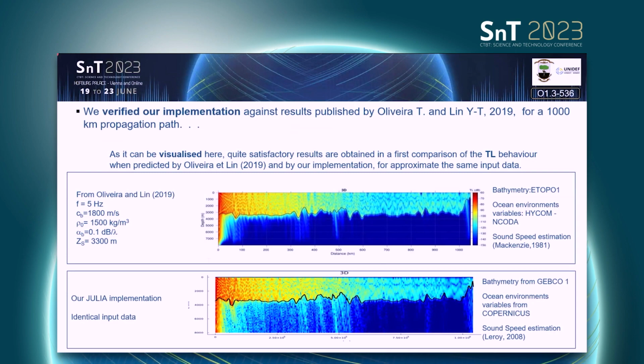In this slide, before any attempt at applying the implemented model, we verify our implementation against previously published results. As can be visualized here, quite satisfactory results were obtained in a first comparison, especially considering that we have different data sources. In the paper, for a 1,000 kilometer propagation path, they use a different data simulation system.